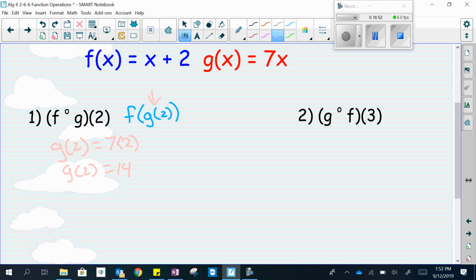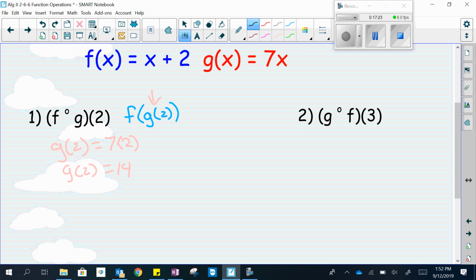Perfect. Everyone agree? Wait, g of 2. Do you remember doing that last night? That's all I'm asking you to do here, g of 2. g is right here. What is this when this is 2? 7 times 2 is 14. You're good with that? Y'all remember doing that last class? Okay, that's the same. We're just doing g of 2.